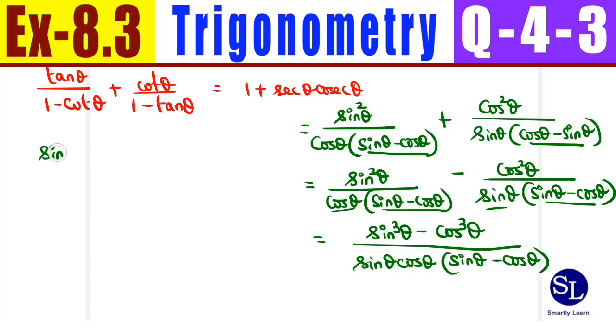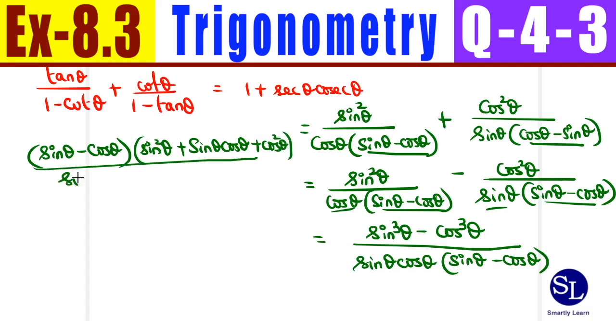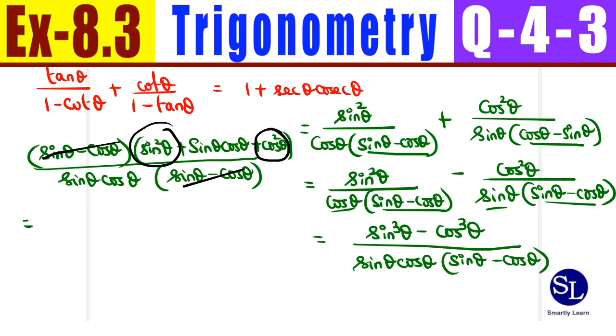So this will be sin theta minus cos theta, that is the a minus b part. Now the a square, which is sin squared theta, plus ab, which is sin theta cos theta, plus b square, which is cos squared theta, the whole thing divided by sin theta cos theta into sin theta minus cos theta. Now you see you have a common term in both the numerator and denominator. The sin theta minus cos theta, I'm simply striking out. The numerator has sin square theta plus cos square theta, and I'm combining and writing it as 1.